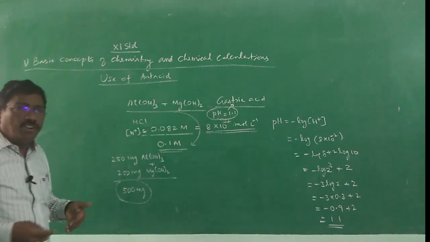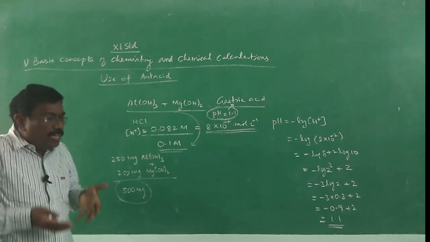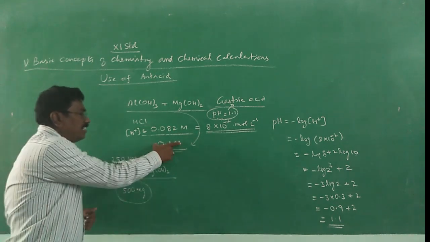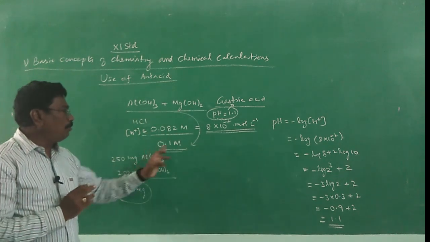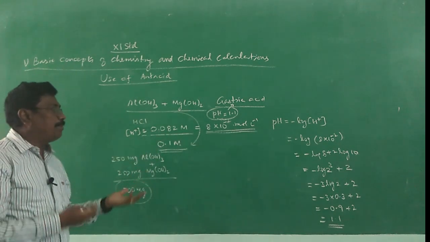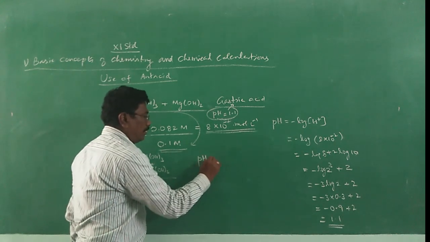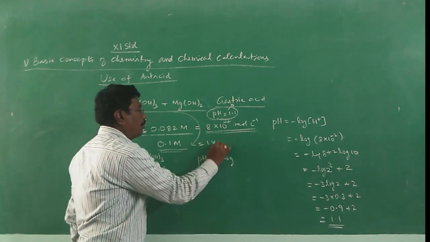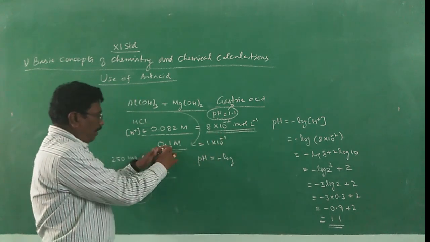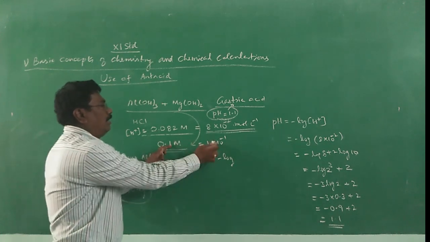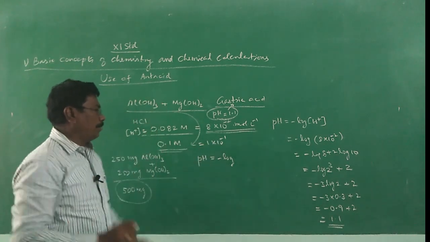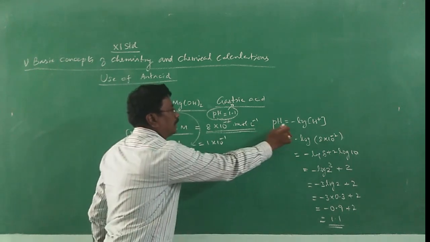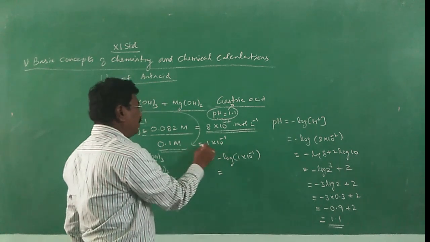Suppose I take a food item which may be a little bit more acidic and I feel a discomfort. Why? The concentration is increased to 0.1 molar. And therefore what will be the pH value? pH is equal to again minus log hydrogen ion concentration. What is the hydrogen ion concentration? It is equal to 1 into 10 power minus 1. Because pH is equal to minus log hydrogen ion concentration, this much.